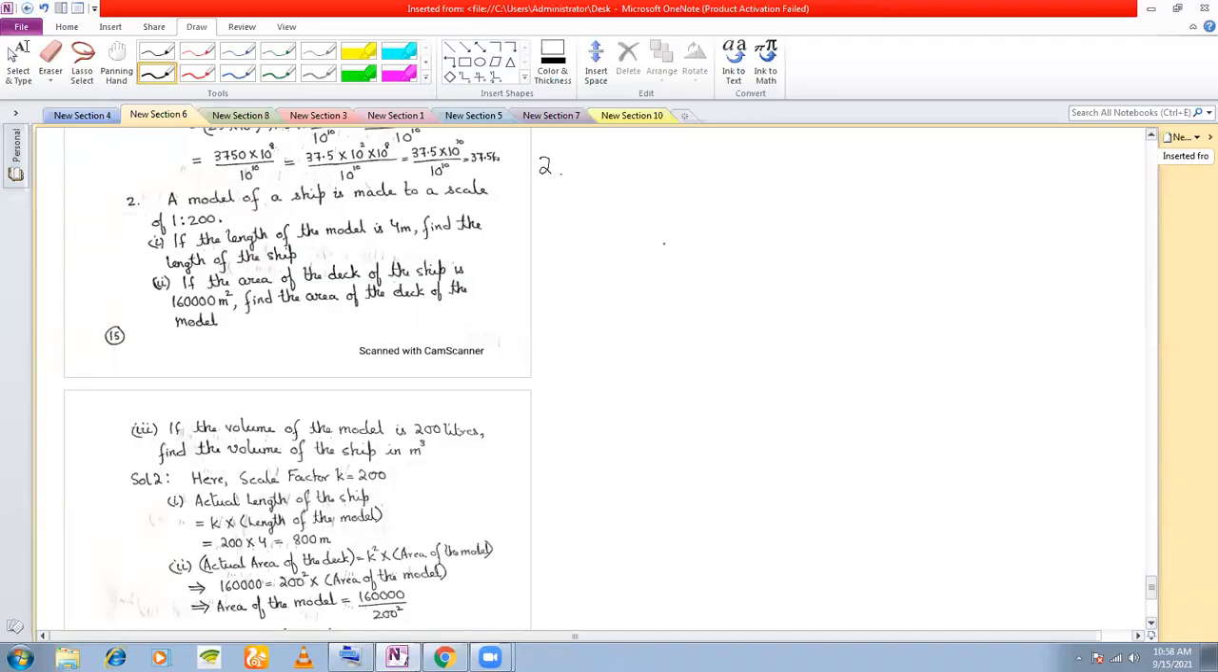If you read this question, it states the model of a ship is made to a scale of 1:200. So scale here is given to be 1:200. Scale factor K is equal to 200. Okay, now we shall read the questions.